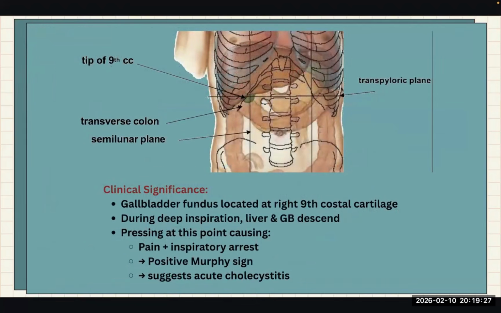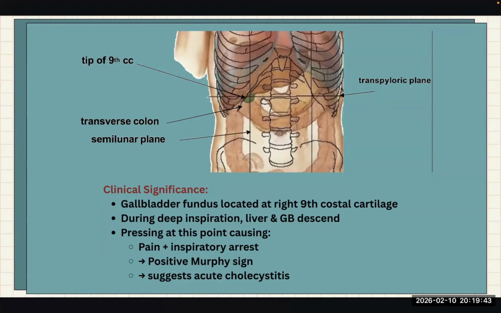And now for our clinical significance, which is the very cool part of this all. So you have over here the gallbladder, right? The gallbladder, if you look at it, you'd see that it's at the ninth costal cartilage. Why would I care about this? Why do I need to remember this?